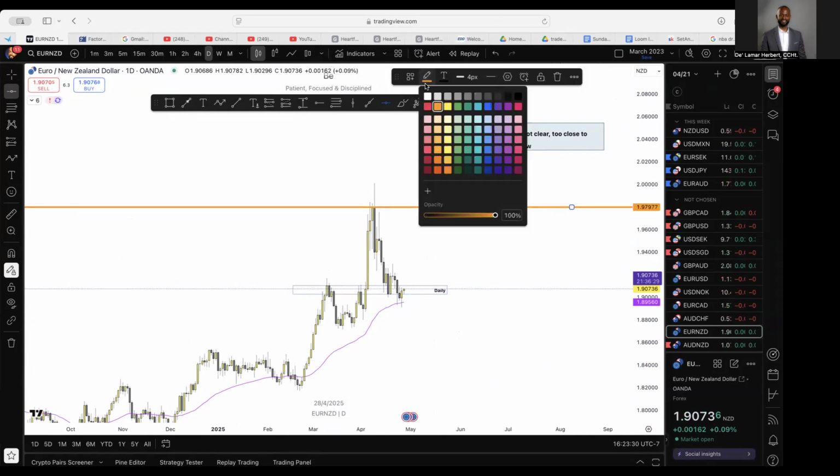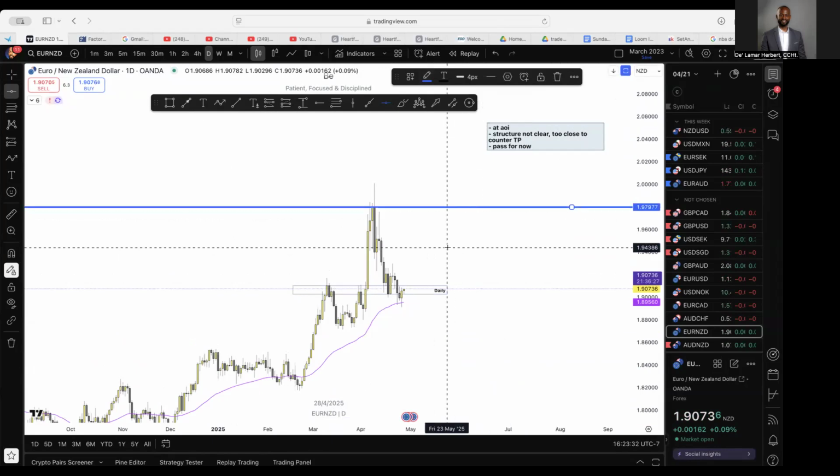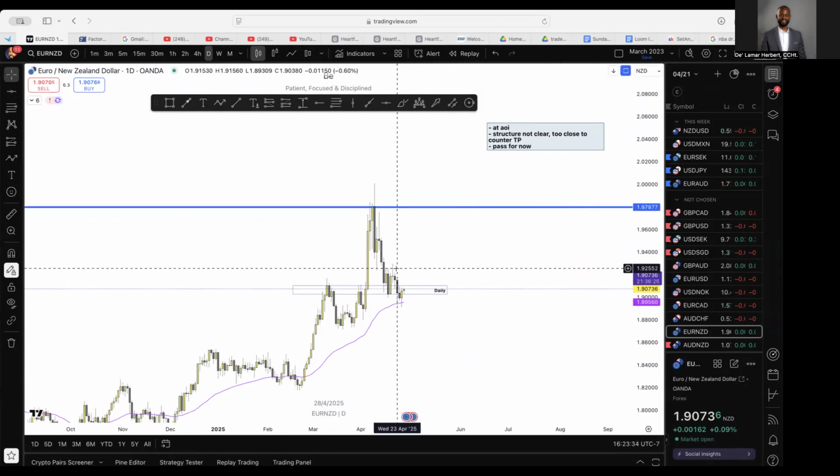So we'll look for that one right there. So we'll look for this structure point.